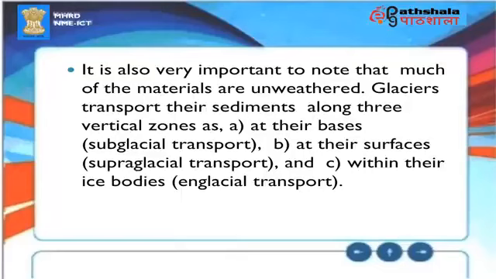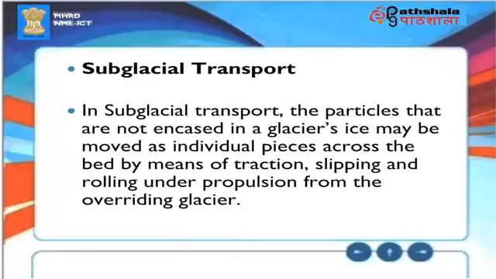Glaciers transport their sediments along three vertical zones: at their bases, subglacial transport; at their surfaces, supraglacial transport; and within their ice bodies, englacial transport. Subglacial transport. In subglacial transport, the particles that are not encased in a glacier's ice may be moved as individual pieces across the bed by means of traction, slipping, and rolling under propulsion from the overriding glacier.